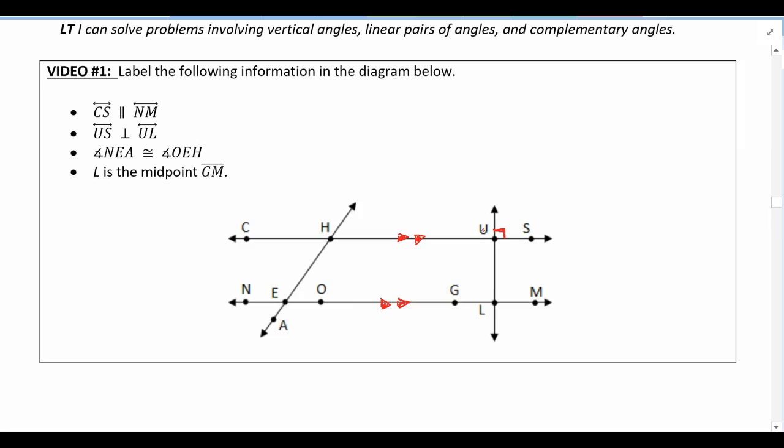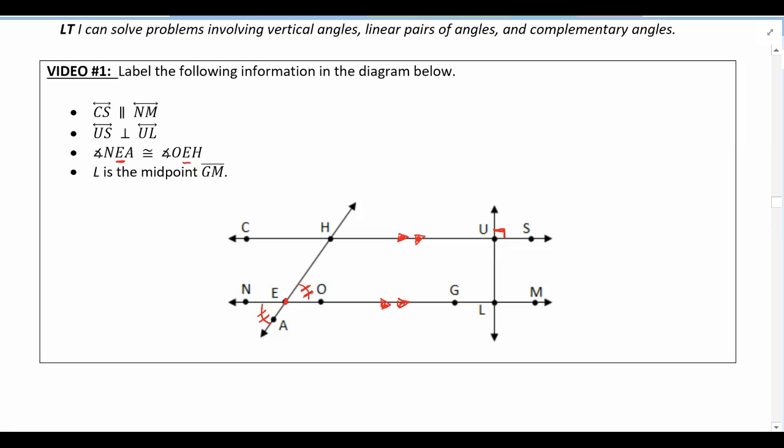Alright, moving on, we've got angle NEA is congruent to angle OEH. So we've got NEA. Remember, this middle letter tells us the vertex. So I know my vertex is here at E. So I have NEA, so that's this angle here. So let's put a tick mark there. And then OEH. Again, E is the vertex, that's in the middle, is going to be congruent to this angle here.